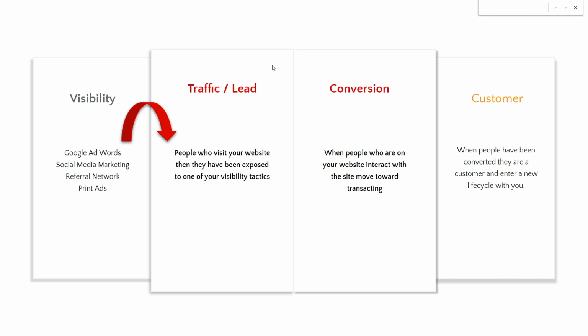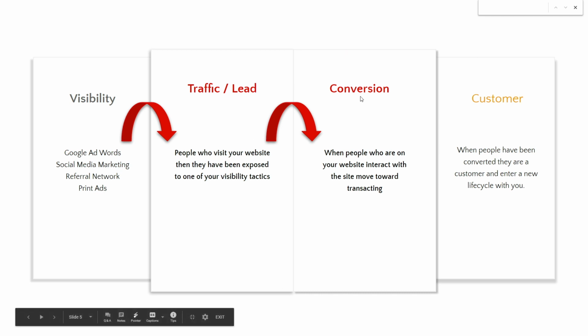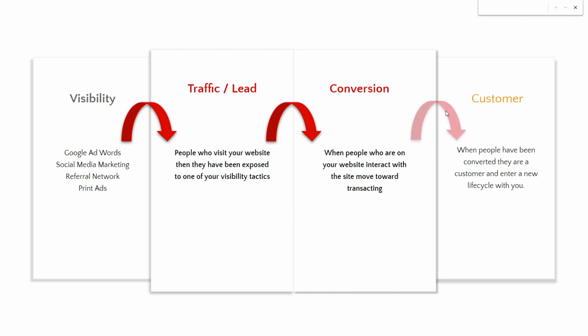And so we define traffic or leads as people who visit your website when they've been exposed to one of your visibility tactics. And once we get a lead to our website, we really want to nurture them and turn them into a conversion. So when people on your website interact with the site, moving towards some sort of transaction, we'd call these conversions. So that could be clicking on a call to action, that could be even purchasing a product or reading a piece of content. We really want to turn our traffic into a form of conversion so that we're building that experience, we're building that loyalty, and we're turning them into ideally a customer.